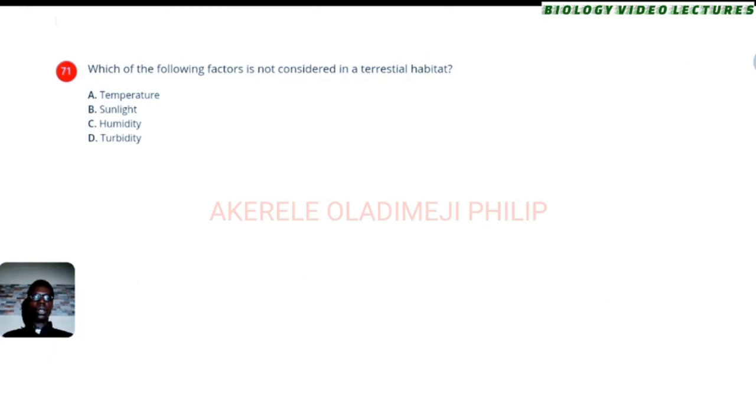Which of the following factors is not considered a terrestrial habitat? Okay. Temperature is for both land and aquatic. Sunlight for both. Humidity is strictly for land. While turbidity talks about how clear or how dirty the water is. That means that's for aquatic.